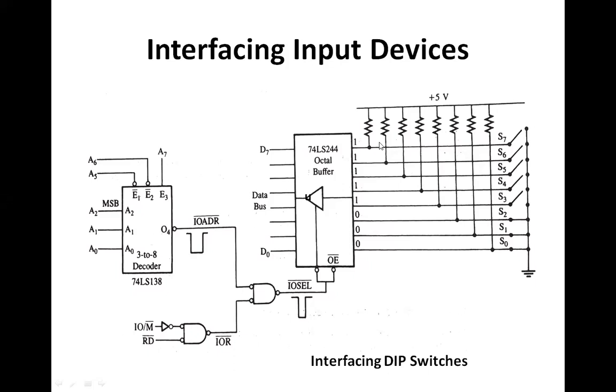Now, interfacing of input devices, as I told you earlier also, can be done in a very similar fashion as we do for output devices. The only difference is that instead of using a circuit called a latch as in the case of output devices, we will be using a buffer in the case of input devices. Instead of generating the input output write signal as in the case of output devices, we will be generating the input output read signal by the microprocessor. This is the only difference. The rest of the things remain the same.